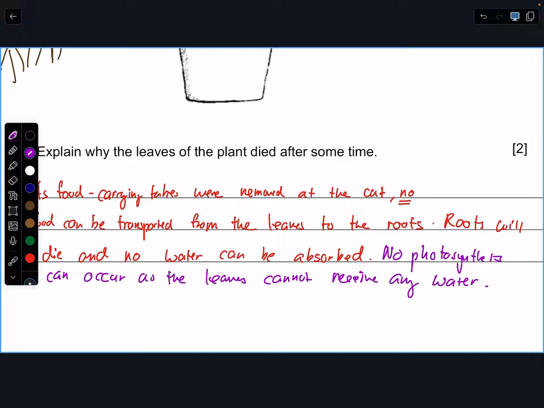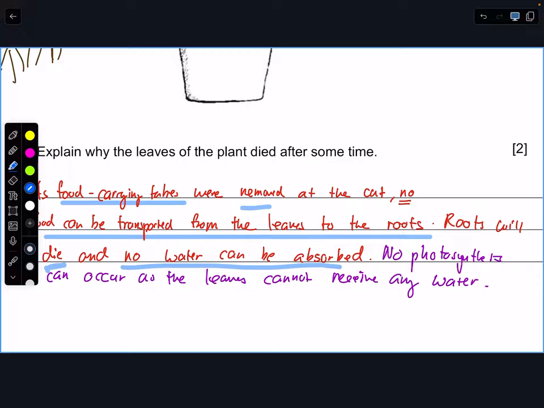Okay, where are my marking points? Crucial, you must always tell me what tube was being removed. So in this case, food carrying tubes were being removed. Okay, and then what's the outcome? So no food can be transported from where to where. Then what will happen? Roots will die. A lot of you didn't bother to tell me the roots will die.